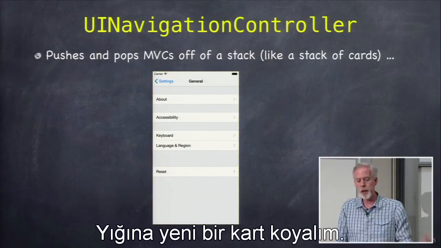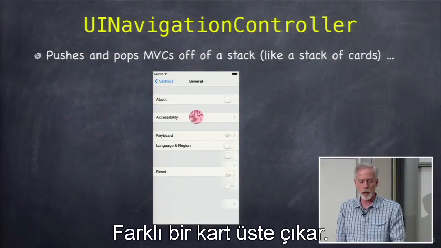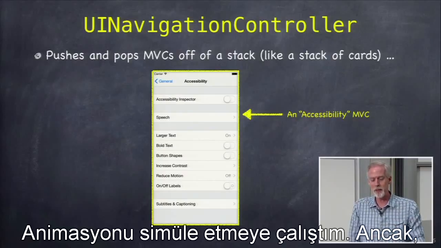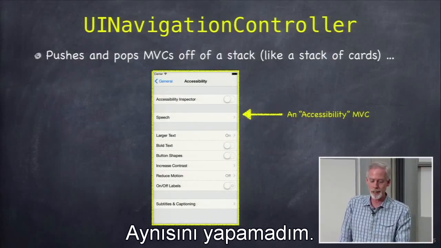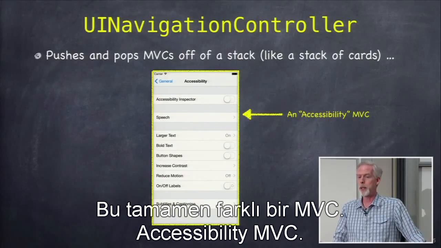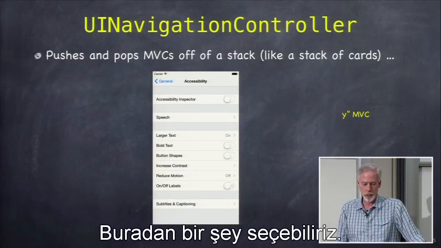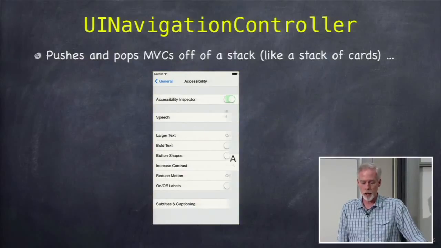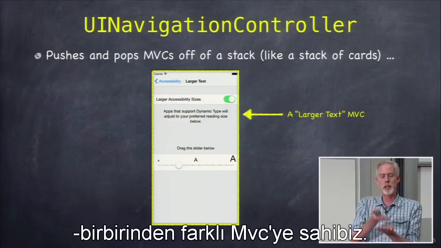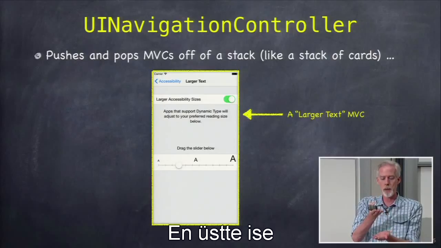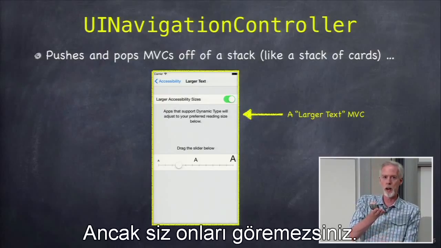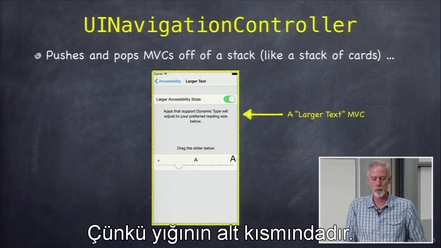All right. So let's put another card on the stack. I'm going to click on accessibility here. Another card's going to slide in. I'm trying to simulate the animation of it, but it's kind of hard in Keynote. I can't exactly do it, but it slides in from the side. And this is yet another completely different MVC, the accessibility MVC. And we could pick something out of here, like I'm going to pick larger text right there. And another MVC is going to slide in. So we have 4 MVCs, totally different MVCs, on our stack of cards right here. And the one on top, which is the last one I chose, this larger text MVC, is showing. The rest of them are there. We just can't see them because they're underneath this top card.